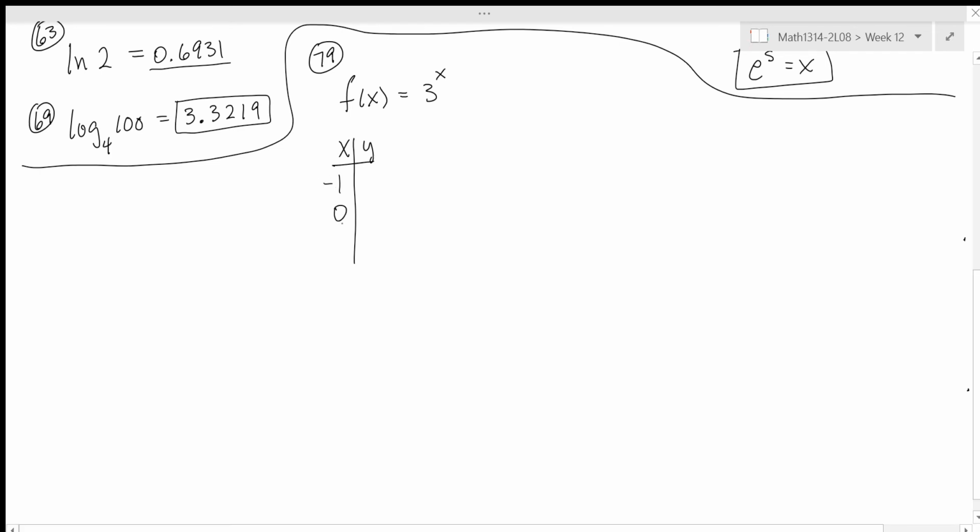Negative 1 and 1. Yeah, those are good choices. And let's plug those in and generate the y values. What is 3 to the negative 1 power? 1/3. What about 3 to the 0 power? And lastly, 3 to the first power.